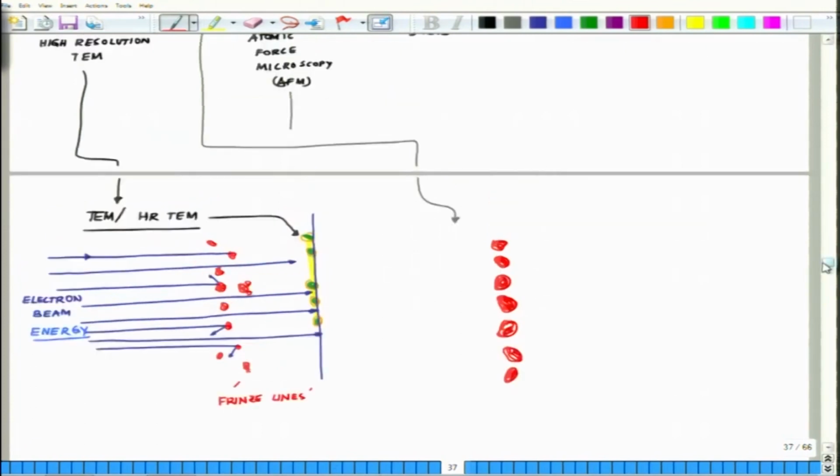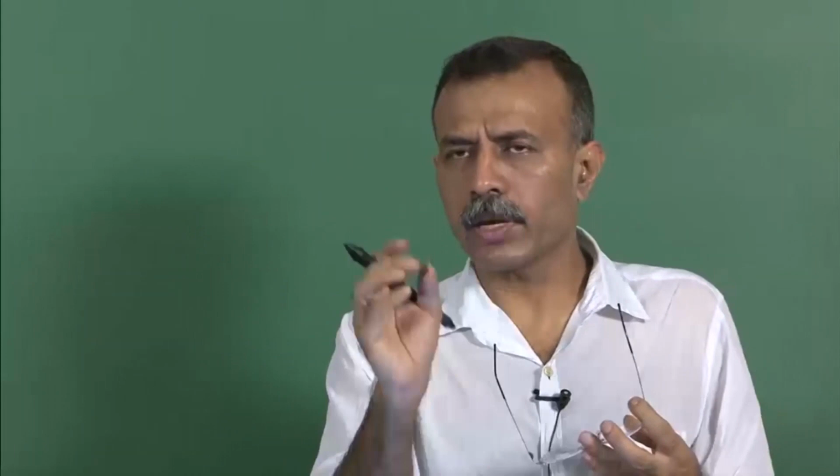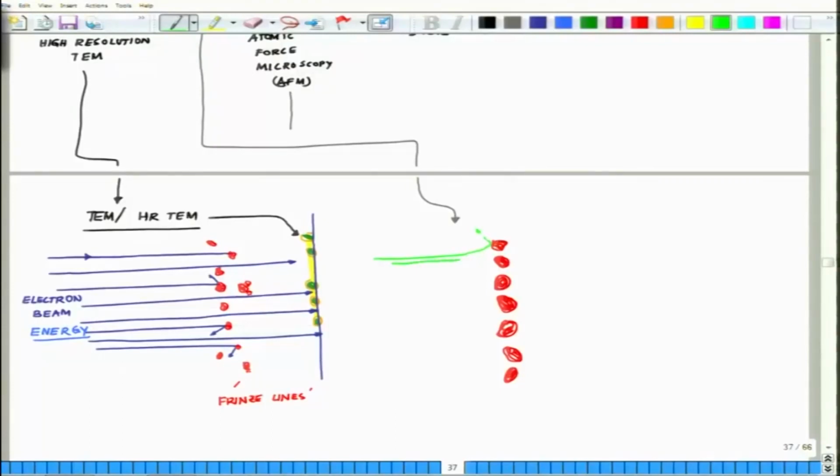So now here is your sample. Now you throw the beam in a way. Now your electron beam, you are throwing the beam in such a way that you are scanning through the substrate. You are not throwing the beam at a very high energy. You are throwing the electron beam at a lower energy, and what you see, the beam is scanning through the surface. Something like this.